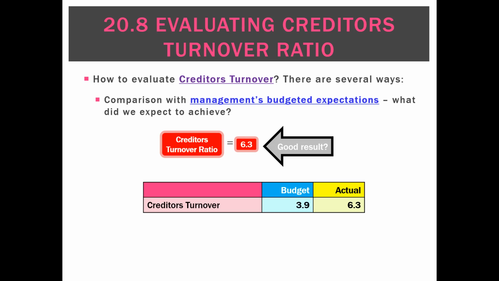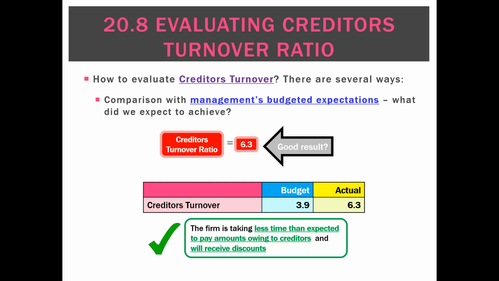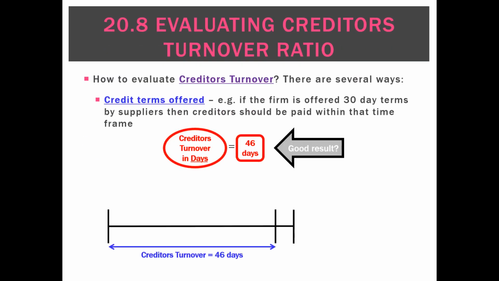But that 6.3 actually is a good result if the budget was to only achieve 3.9. We're taking less time to pay back creditors for discounts, and our creditors are going to be happy, but the bad news would be that there's more pressure now to sell stock quickly and cash is leaving the business very fast. We can also compare it to our credit terms.